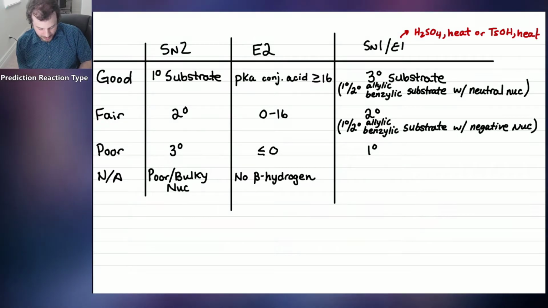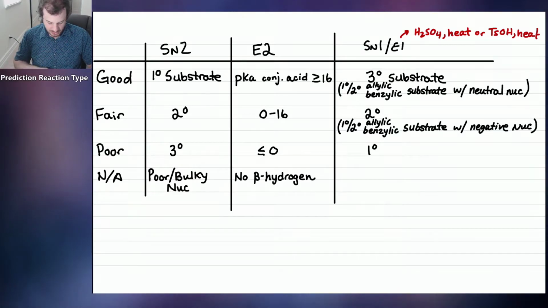Okay, and then whether you have secondary or primary, if you have a neutral nucleophile with your allylic or benzylic substrate, that's going to upgrade to good. And there's no Nu for the SN1/E1, so there's no Nu to worry about. So aside from the little allylic benzylic substrate part, it's a pretty straightforward column. So now let's go ahead and do a bunch of examples, and then we're going to have a great day.